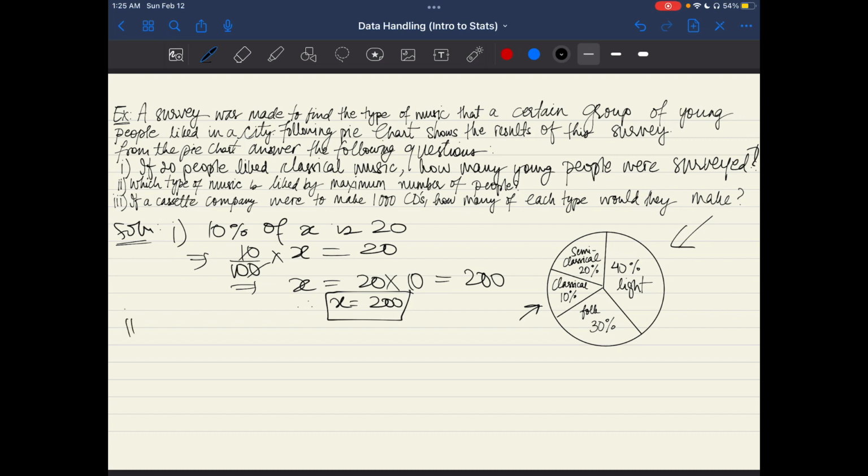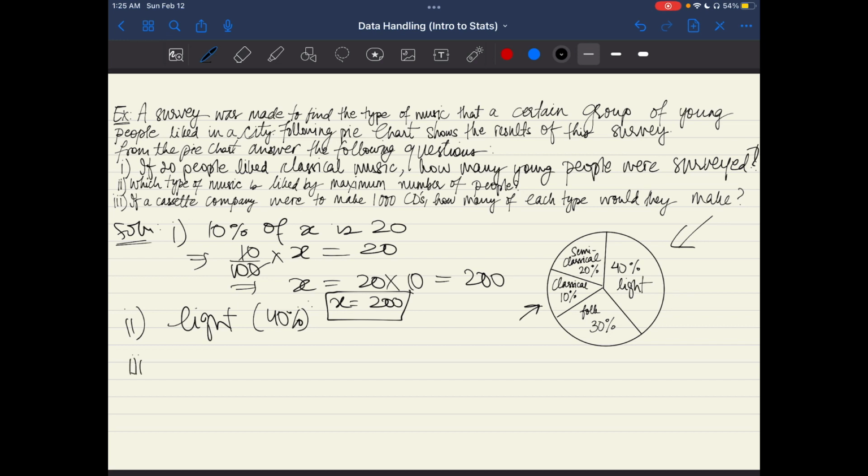Now, moving on to the second one, we have, which type of music is liked by maximum number of people? Again, we can look at the pie chart, and then we see that the biggest internal angle is taken by the sector which represents light music. Therefore, maximum number of people liked light music, and we have that at 40%.